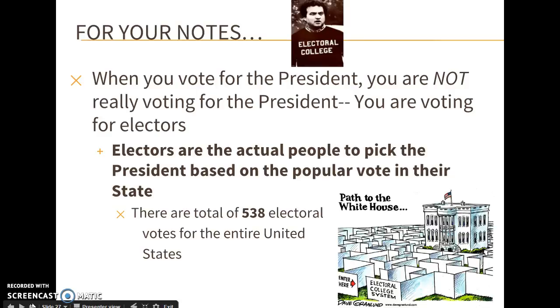So when you vote for president, you're actually not really voting for president. You're voting for electors. Electors are the people who actually pick the president, and they're supposed to pick based on the popular vote in their state. There are a total of 538 electoral votes for the entire country.